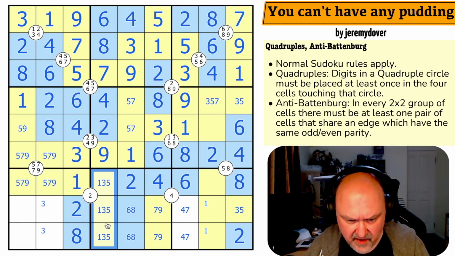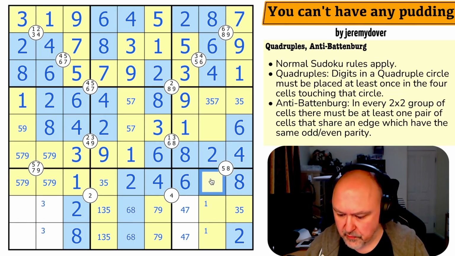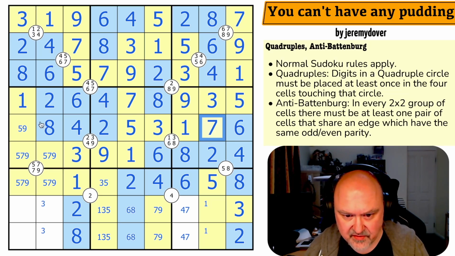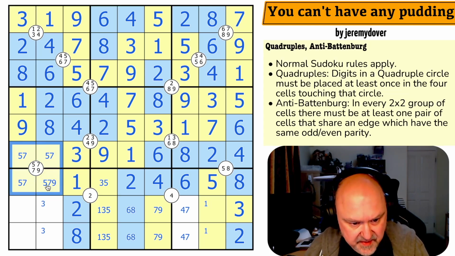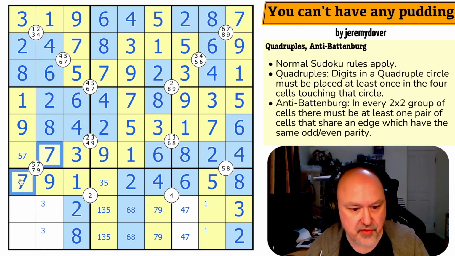These are 1, 3, 5. There's no 1 there. Oh, that's a 5 because of the quadruple. That's a 5, so that's a 3, so that's a 5, so that's a 7, so that's a 5, so that's a 3, so that's a 7, so that's a 9, and I can take 9 out of those. This is 5 and 7. There's no 9 there, but there has to be a 9 around the quadruple. That's the 9. The 7s, if this was a 7, where would I put the second 7? I couldn't do it. Those are both 7s.